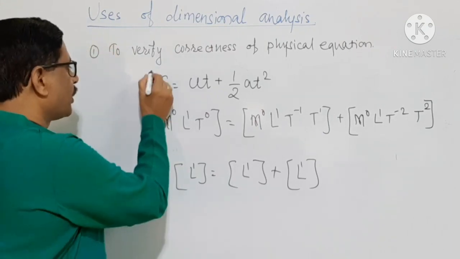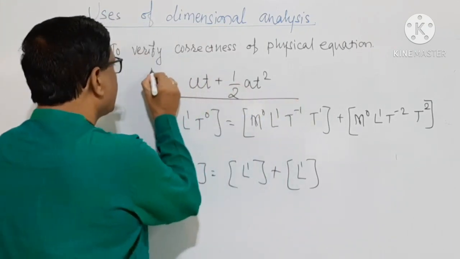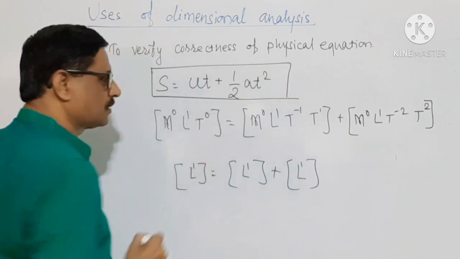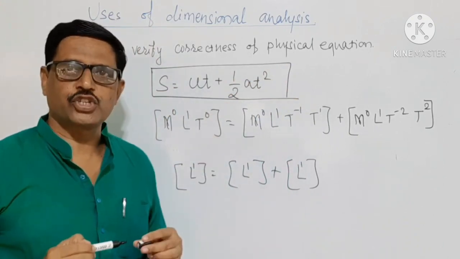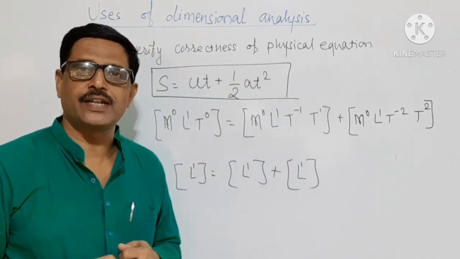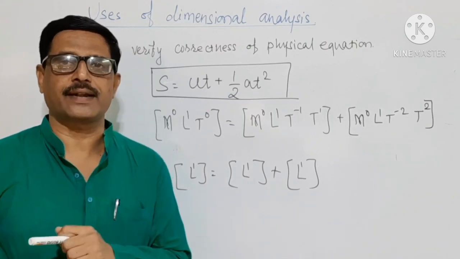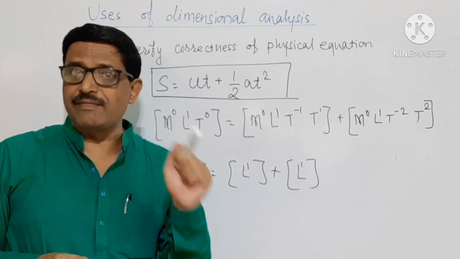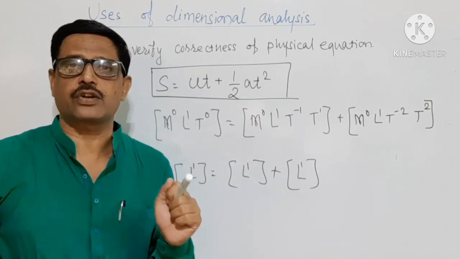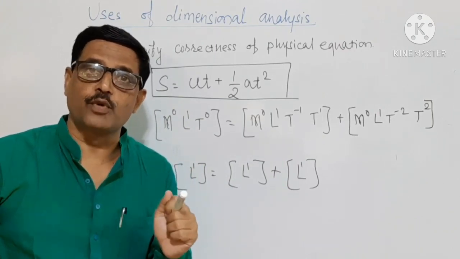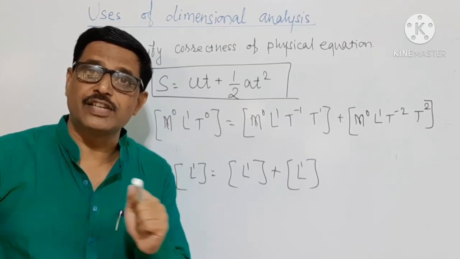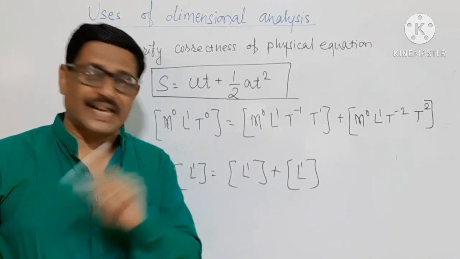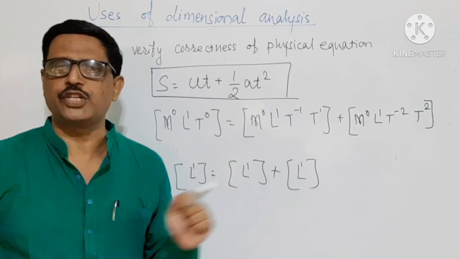Therefore, the equation we have written on the board is dimensionally correct. The equation S is equal to ut plus half at square is dimensionally correct. Like this, one is able to see whether the given equation is dimensionally correct or not, whether the equation is homogeneous or not, whether the equation is true. That can be studied with the help of dimensional analysis.